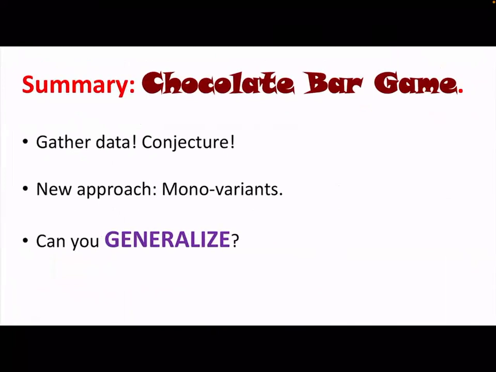Okay, so again, what we saw here is the importance of gathering data and conjecturing. We saw some new math coming in, this idea of a monovariant, which is used to solve a lot of incredibly difficult real world problems. And then the real question is, how can you generalize this? So we talked about one generalization here to other shapes, but there's lots of other different types of generalizations you can do. So we have 20 minutes left.